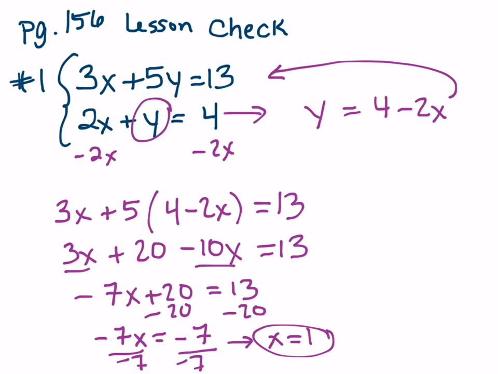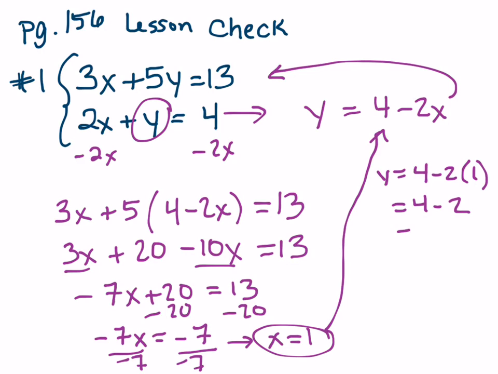Okay, and then I'm just going to take this back to the equation that's solved for y, or either of the two original ones would work. All right, I'll substitute in 1 in place of x and simplify. Okay, so 4 minus 2 times 1 is 2, and 4 minus 2 is 2. Okay, so I get y equals 2. All right, so your answer is the point (1, 2).